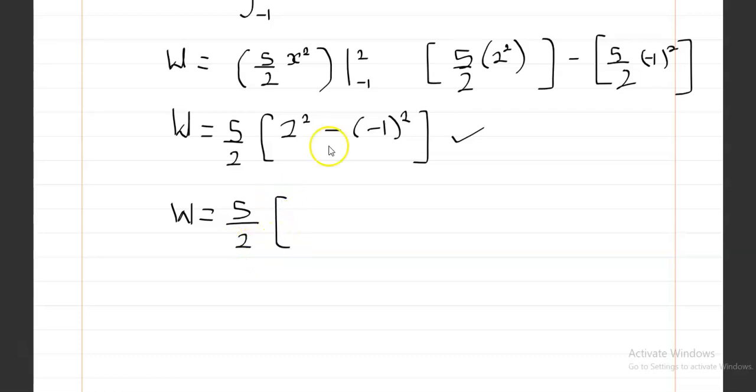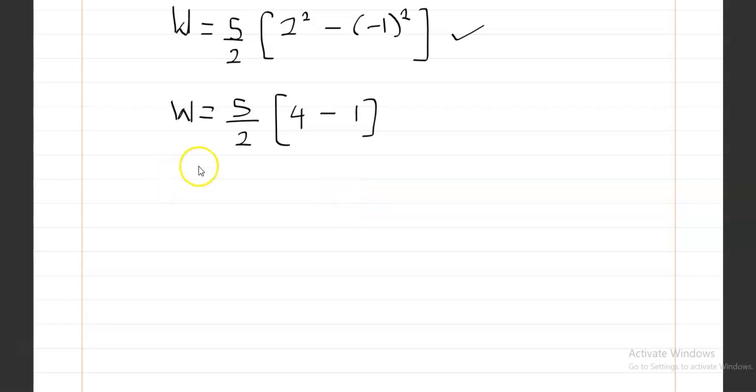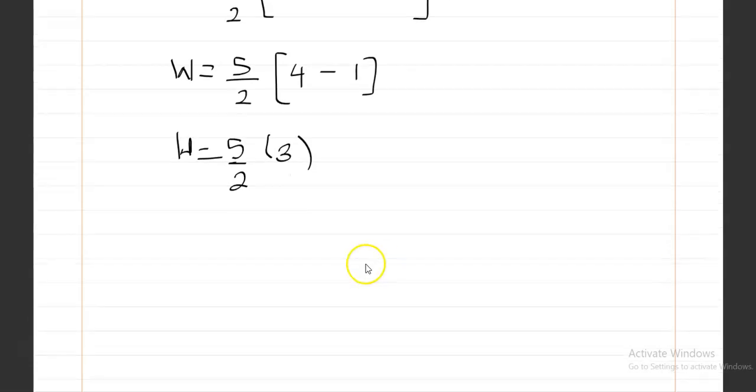So 2 squared is 4. -1 squared is 1. So W here equals 5 over 2, that's the work done, times 3. 5 times 3 is 15. 15 divided by 2 is 7.5. So our work done is 7.5. And the question is, what unit are we going to use?